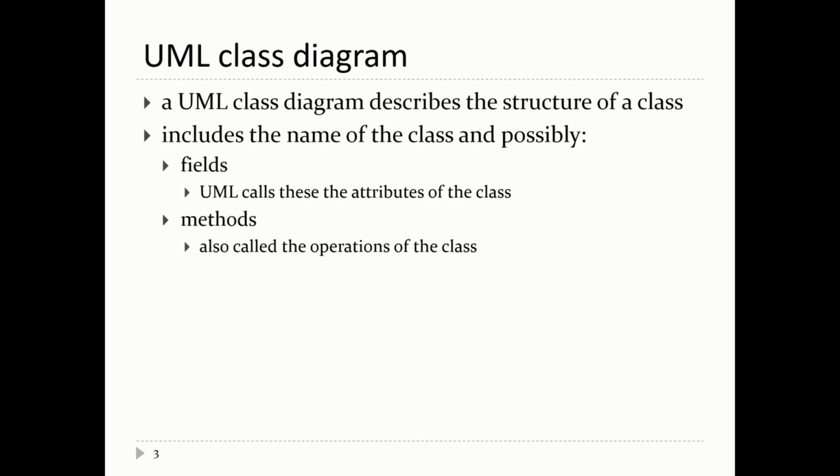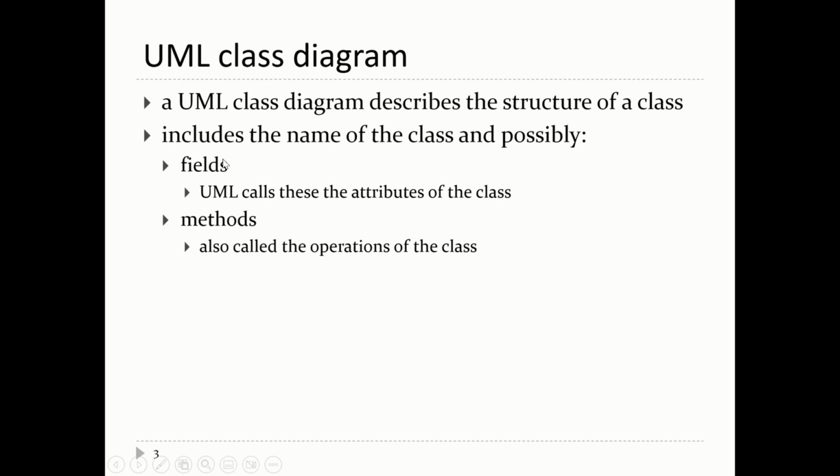So a UML class diagram describes the structure of a class. It doesn't describe how the methods work. It just says, look, this is what your class is made of. These are the features that your class has. Typically, it includes the name of the class. And surprisingly, if you want, that's all it has. You've got this class called X, for example. In many circumstances, you want to have more detail of what's in the class.